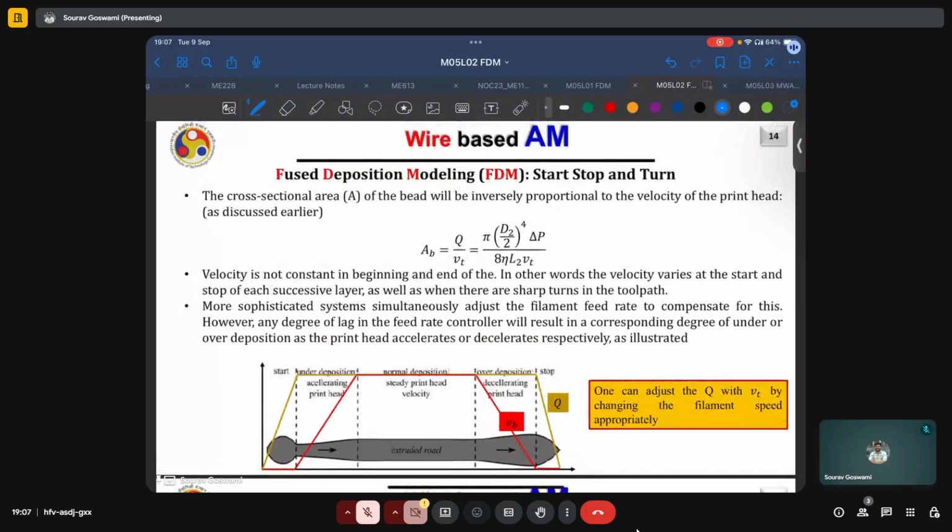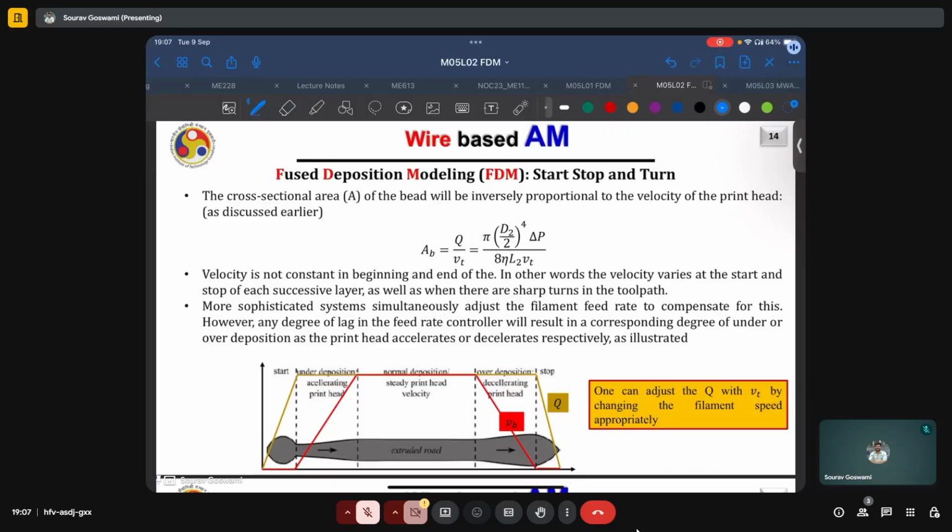The cross-sectional area of the bead will again be inversely proportional to the velocity of the printer, as we already saw. This velocity is not constant at the beginning and at the end of the process because we are starting from rest, then we are accelerating to some velocity, which is a finite process. It will not happen instantaneously, it takes some time. And then we are stopping. Again, we cannot just stop instantaneously. The deposition head will come from a non-zero to a zero velocity over some time.